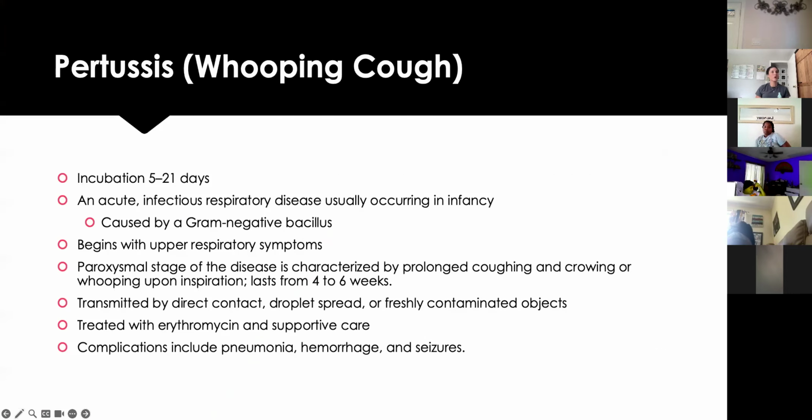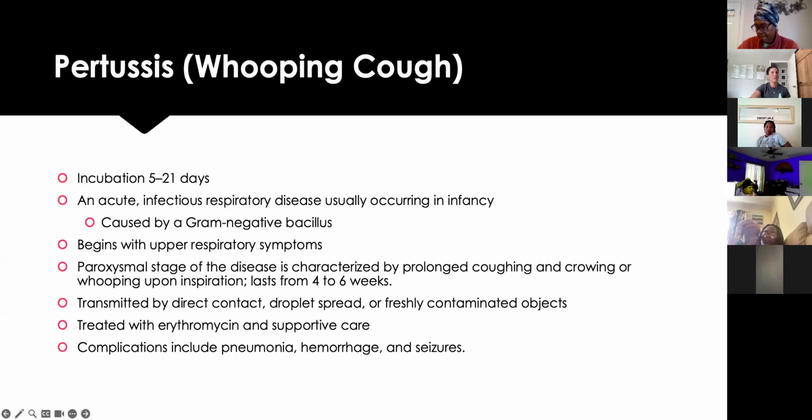For pertussis, that's our whooping cough. It is a respiratory infection that normally happens in infancy, caused by our gram-negative bacilli. We start with just those common upper respiratory symptoms, and then we end up with this very characteristic prolonged cough. So crowing or whooping on inspiration. So every time they breathe in is where you hear that whoop.